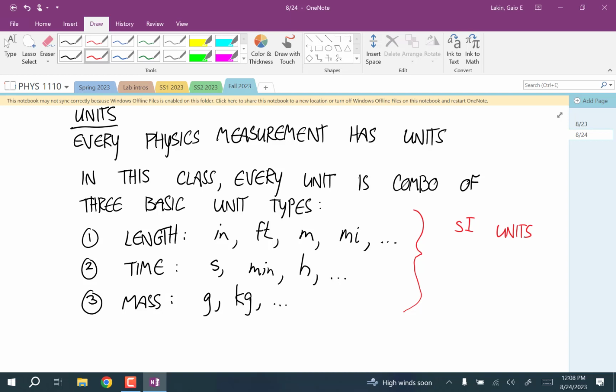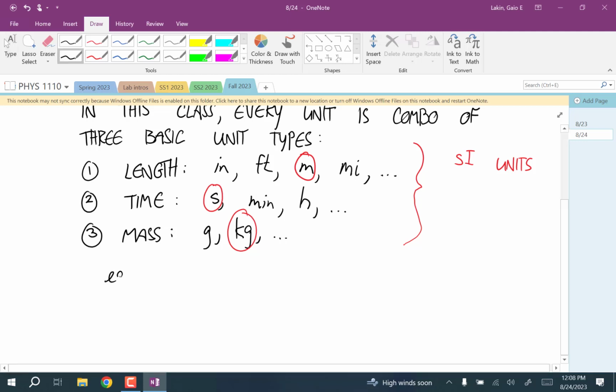But the SI units are meters for length, seconds for time, and kilograms for mass. So those are the most common units we're going to use. Okay. And as far as combining these units, we're going to see units of meters per second for velocity and speed. We're going to see units of meters per second squared for acceleration. We're going to see units of kilogram meters per second squared for force.